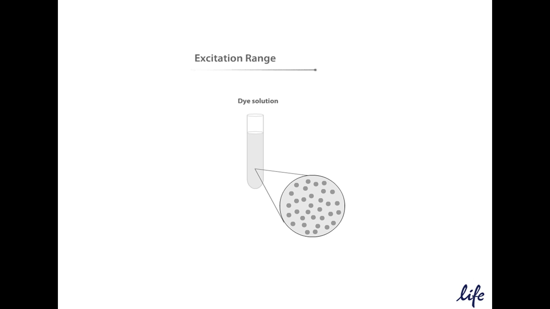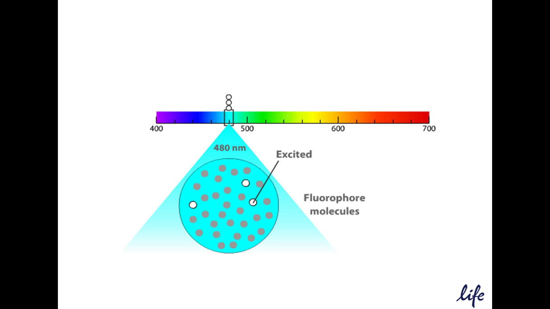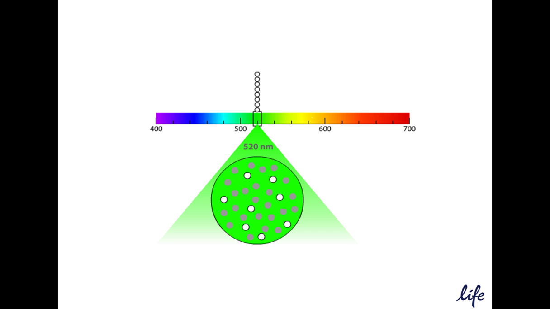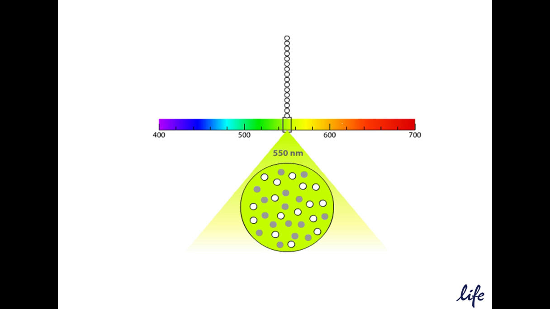So how is the excitation of a fluorophore determined? For example, let's say we have a tube that contains a particular fluorescent dye. If we shine 480 nanometer light at the dye solution, some of the fluorophore molecules will become excited. However, the majority of the molecules are not excited by this wavelength of light. If we increase the excitation wavelength to 520 nanometers, more molecules are excited. However, this is still not the wavelength at which the proportion of the excited molecules is maximal. For this particular dye, 550 nanometers is the wavelength that excites more fluorophores than any other wavelength of light.